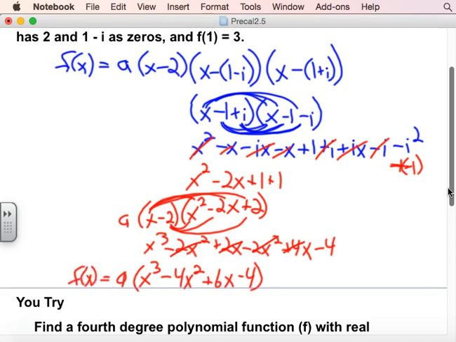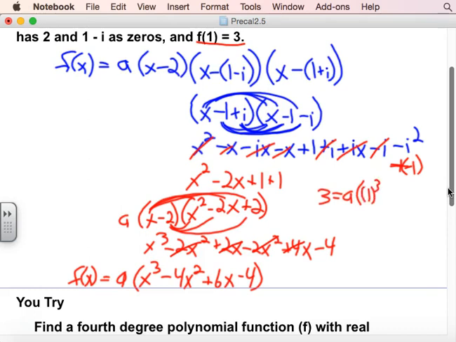So now here's the last step you got to do. You got to figure out what that leading coefficient is. And we're going to use this part up here, the f of 1 equals 3, to figure that out. So we know that if we plug in 1, we want it to spit out 3. So we're going to take that function, running out of room here a little bit, and we're going to plug in 3 for f of x, leave the a, and then plug in 1 for all the x's.